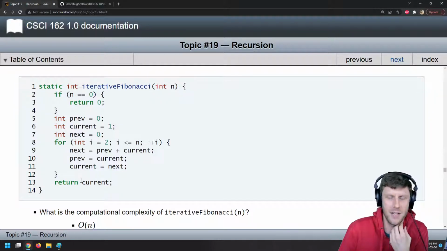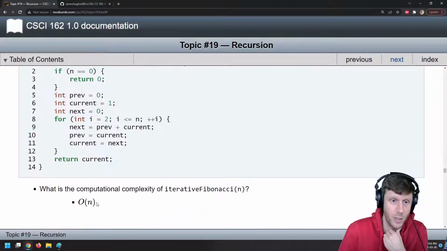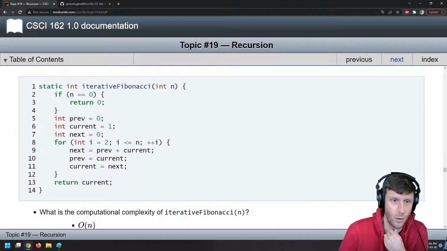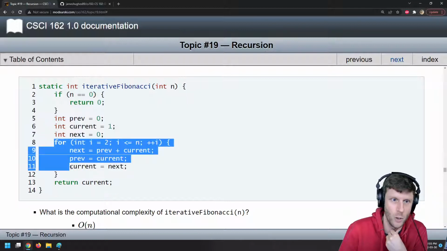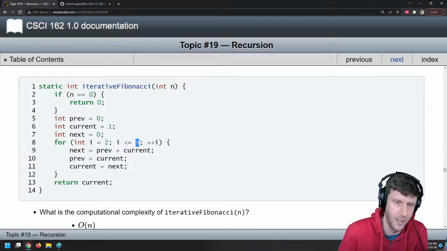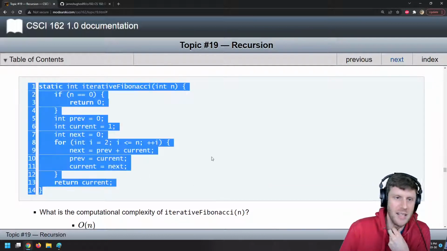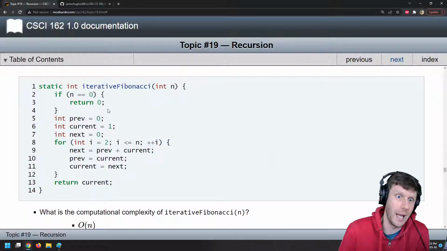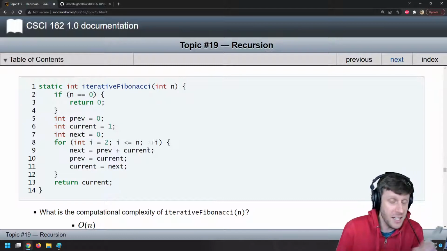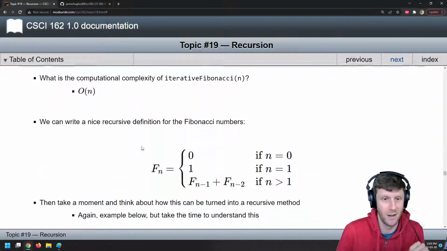What is the computational complexity of this? If you look at this real quick, it's linear, order n. Why? Well, there are constant operations, but this is a loop that's going to run about n times. It's linear. And I mean, this function isn't too bad. There's nothing crazy complex taking place, but you want to see the recursive Fibonacci?